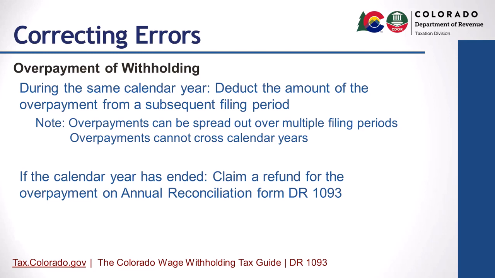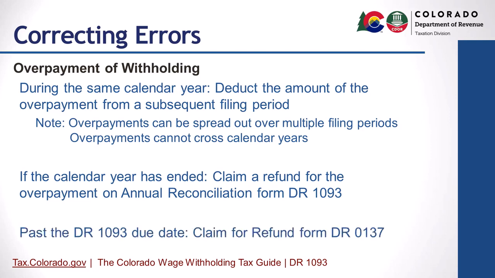Any Form DR 1093 filed to claim for a refund of an overpayment must be filed on or before January 31st of the following year. If an overpayment of wage withholding tax is identified after the January 31st deadline, the employer can file a claim for refund using Form DR 0137 to request a refund of the overpayment.